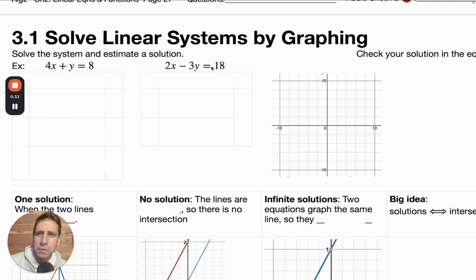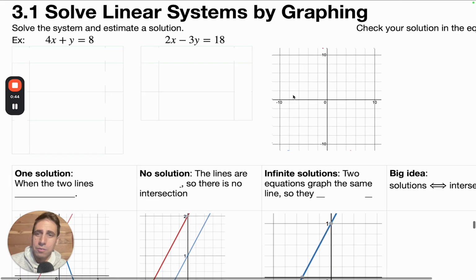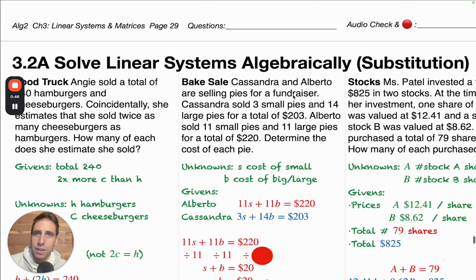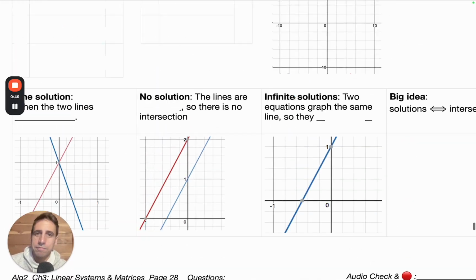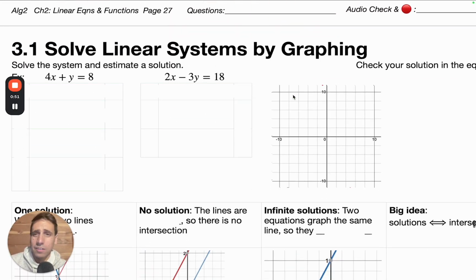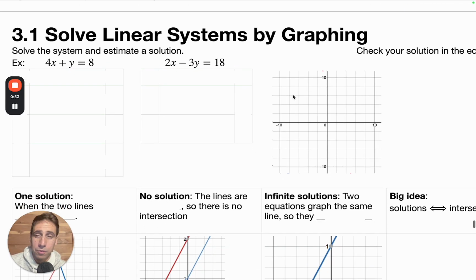The way you figure out what x and y are going to have to be is, we have a couple different methods, but the first one here is graphing. So let me show you what that looks like. Solve the system and estimate a solution. We're going to do this by graphing. And as we go through, you'll see we've got different techniques, at least three. So the first one is graphing.